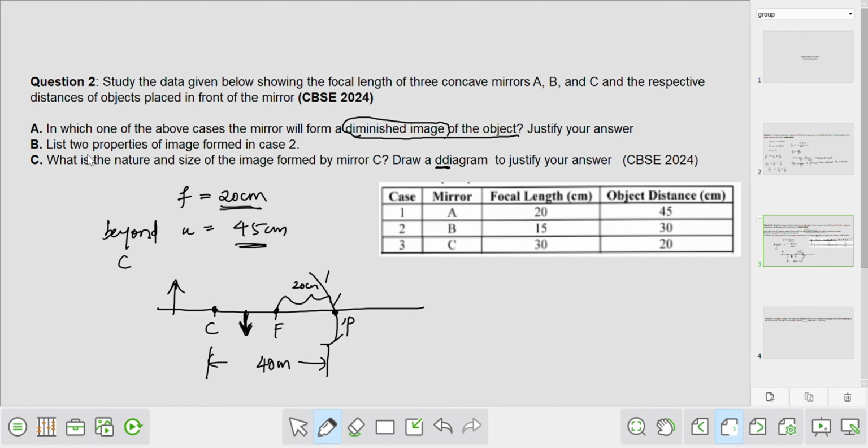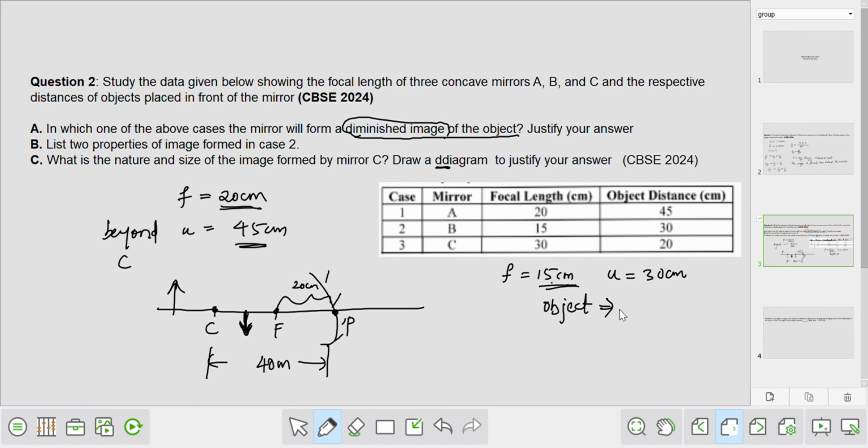Write two properties of the image formed in case 2. So case 2 is mirror B. Here the focal length is given 15 centimeter, and the object distance is given 30 centimeter, which is double the focal length. Okay, the object is placed at double the focal length. So where is the object placed if it is double? Very good. The object is placed at C.